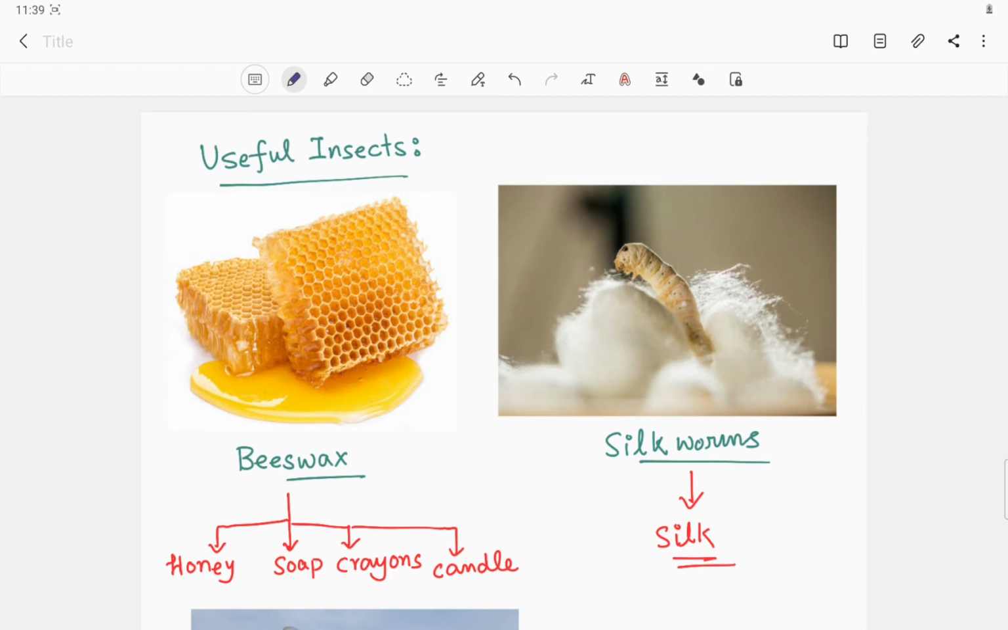So with the help of beeswax, we can make candles and also skin products. There are other useful insects such as silkworms. You can see the picture, the silkworms. We get silk from the silkworms, right? Some other useful insects: many insects can eat dead plants and animals, and clean up the environment.